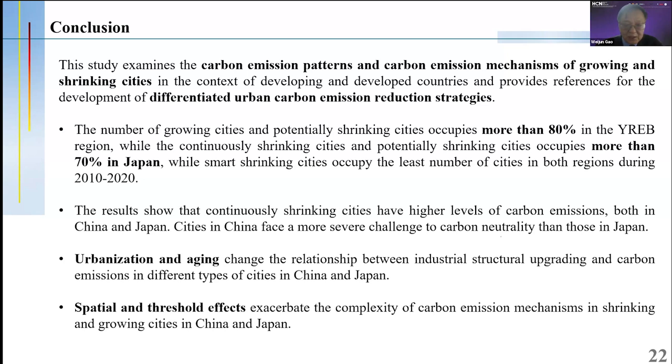Urbanization and aging change the relation between the industrial structure upgrading and the carbon emission in different types of cities in China and Japan. Spatial and shrinkage effects exacerbate the complexity of the carbon emission mechanism in shrinking and growing cities in both countries.